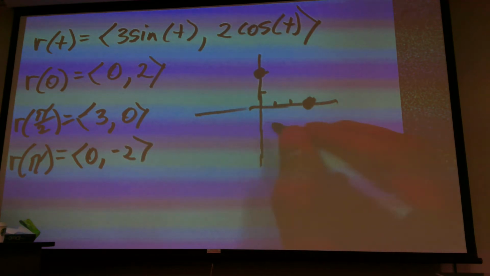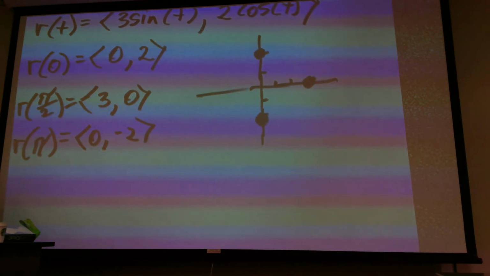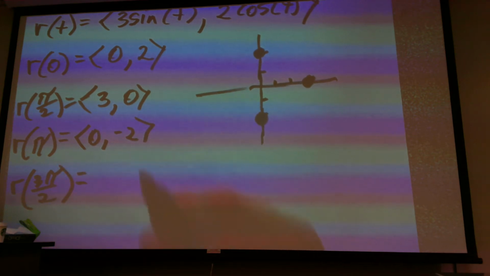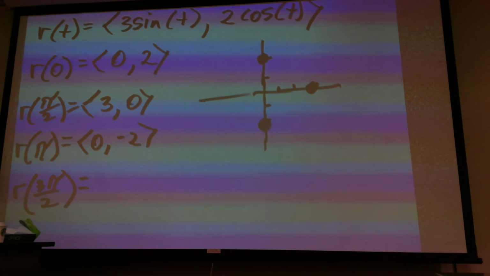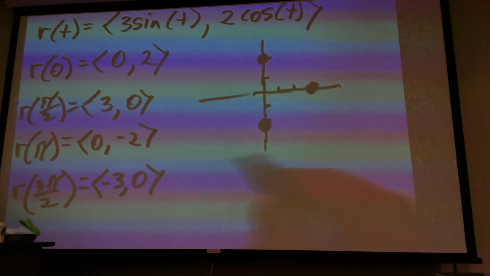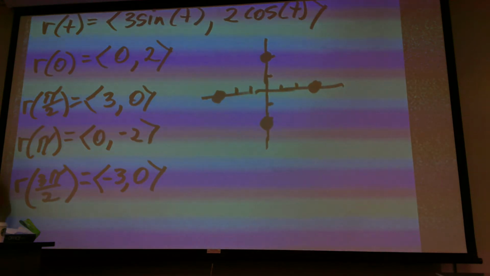Okay, so now I'm down 1, 2. I guess this point right here. And now let's go a little bit further. Let's say r of 3 pi divided by 2. Now, sine of 3 pi divided by 2 is actually -1. So that would be -1 times 3, so that would come out to being a -3, 0. So I'm going to go back 1, 2, and 3. We'll put that guy right there.